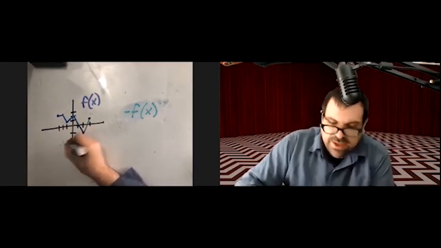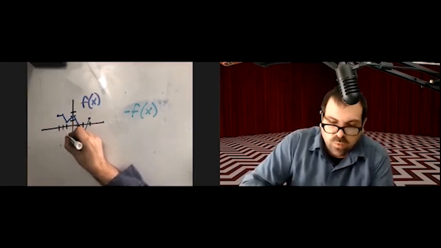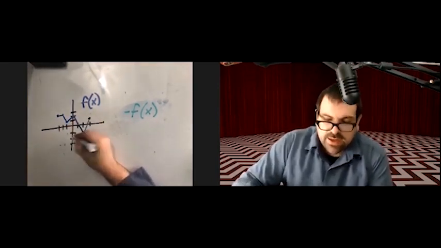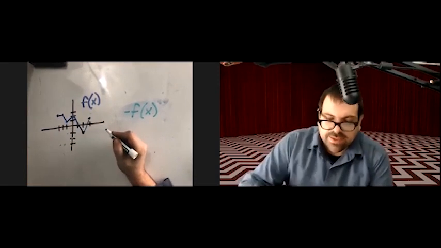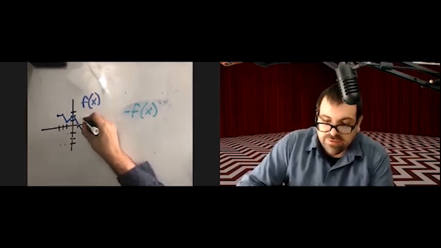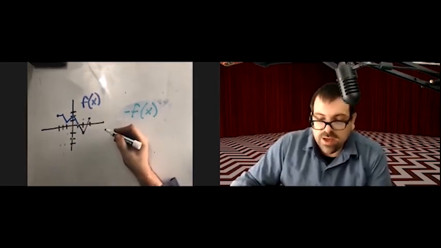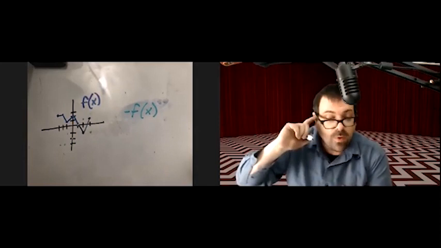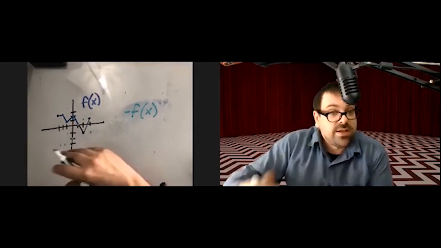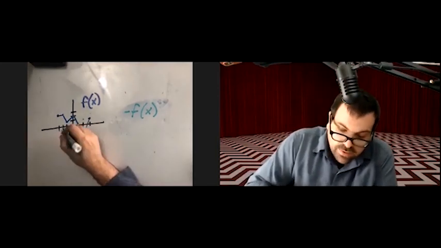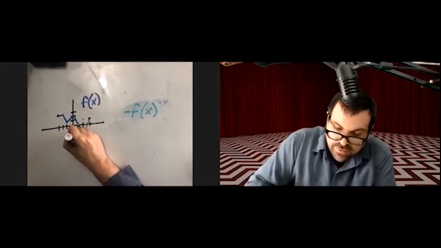Instead of 3, it'll be at -3. Instead of 1, it'll be at -1. Instead of 2, it'll be at -2. Instead of 0, it'll be at 0. Instead of -1, it'll be at +1. Instead of +1, it'll be at -1. I literally just took the opposite of each of my y's, each of my f of x's, and made that the new point. And now, what do I have?